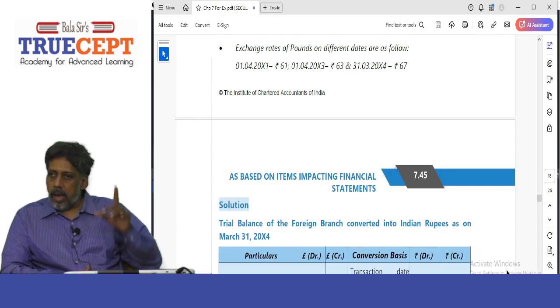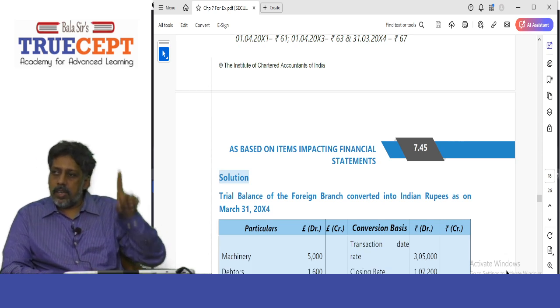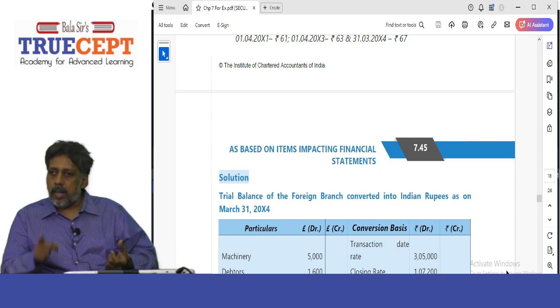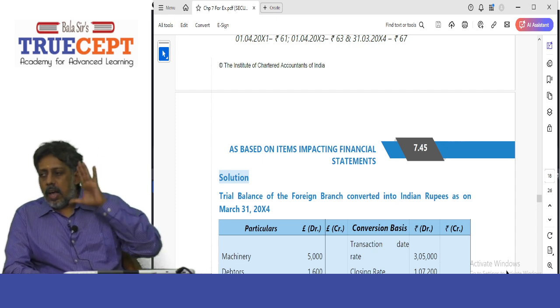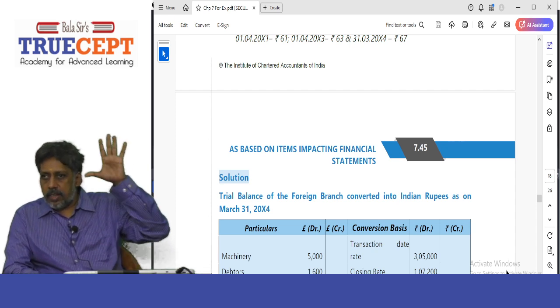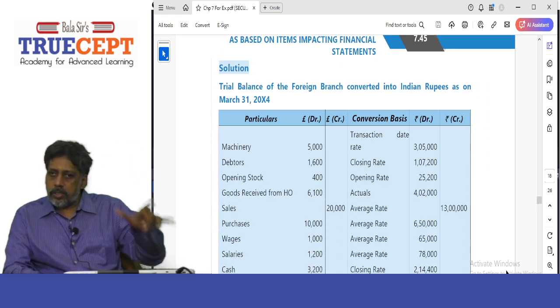Sir, the average rate is not given. No, not given. When nothing is given, you can find the average rate as the opening rate plus the closing rate, divided by 2. Let us take 65 rupees as the average rate. Now let us take on the solution.